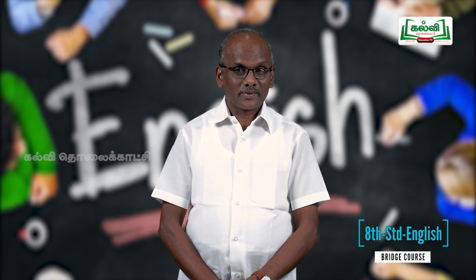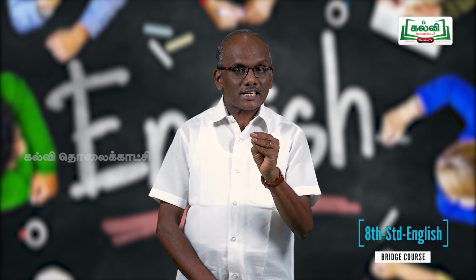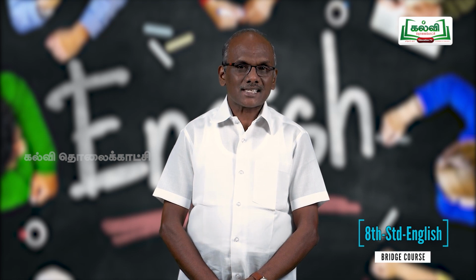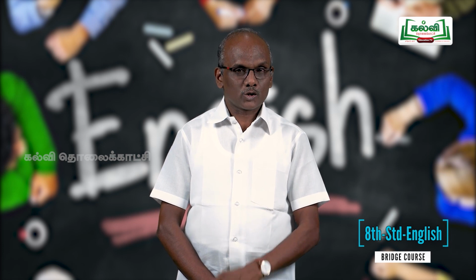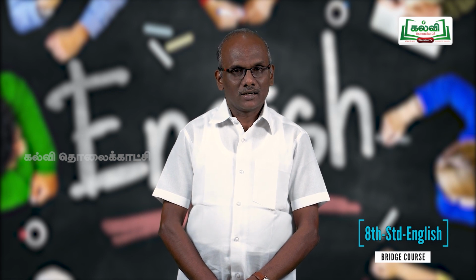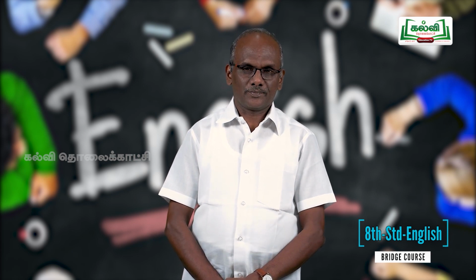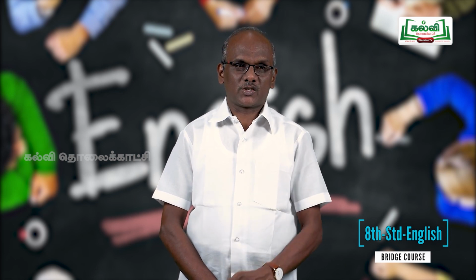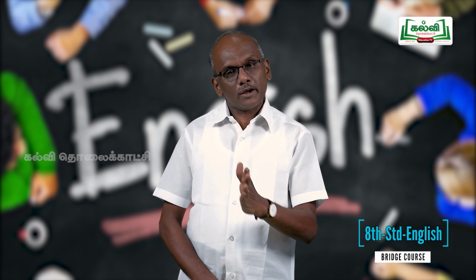But students, we should know that these 5 vowel letters have 20 vowel sounds. Yes, there are 12 pure vowels and 8 diphthongs. So there are 20 vowel sounds in English. There are 24 consonants. So we have 44 sounds in English. 26 letters, but we have 44 sounds.